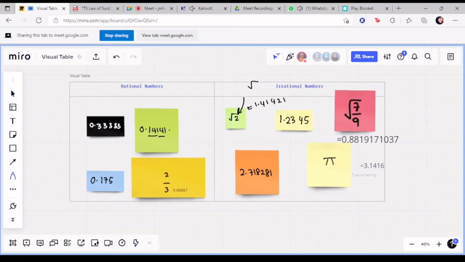For the rational number, the number is repeated. For example, 0.6666. Okay, so you see this one the number is repeating, right? The digit is repeating. So the digit that is repeating is 6, right? Yes. Okay, so you say the first one, the digit 6 is repeating.